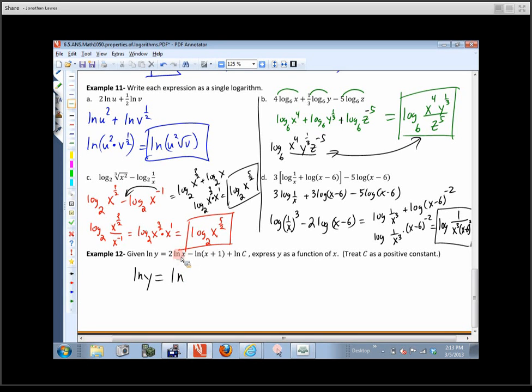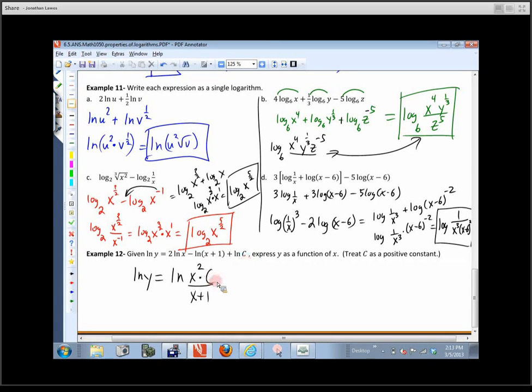Okay? This is going to be x squared. What am I going to do with the x plus 1? Where am I going to put it? I'm going to put it on the bottom. So that's going to be an x plus 1 on the bottom. Where am I going to put the c? I'm going to put it on the top, so times c.